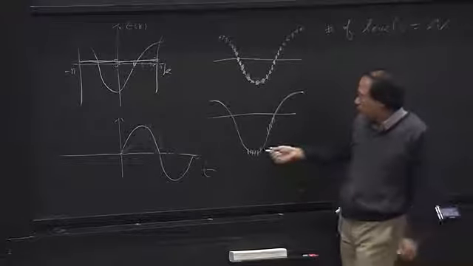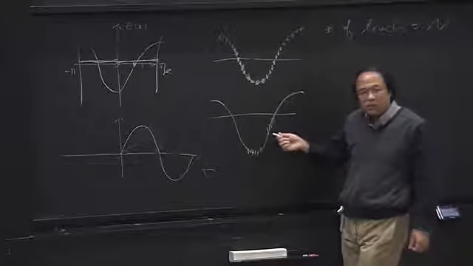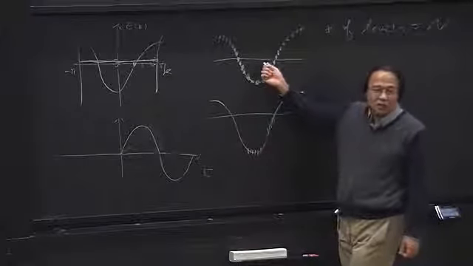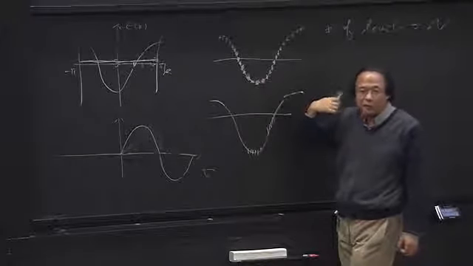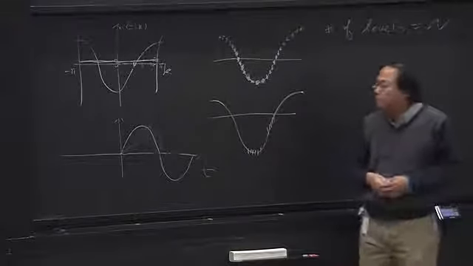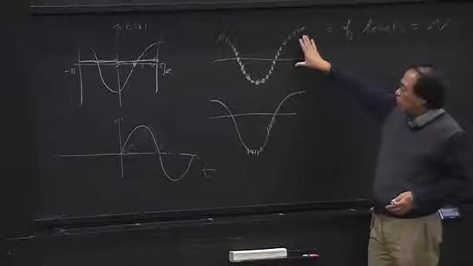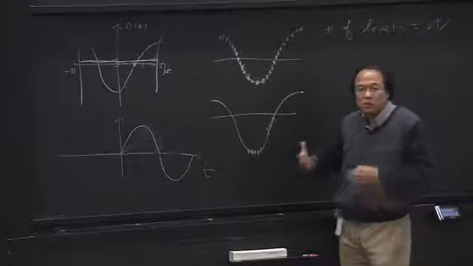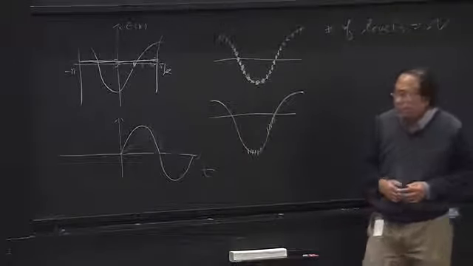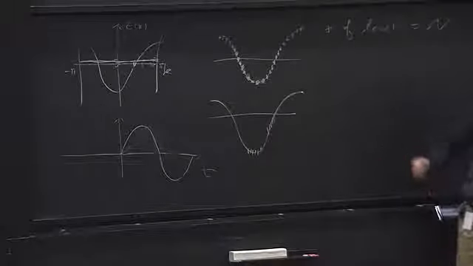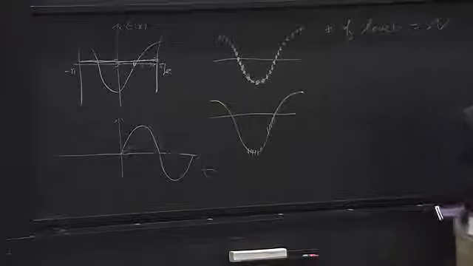So the partially filled band is a metal, and the filled band is an insulator. That's why sometimes we have a metal, sometimes we have an insulator. Once we have a filled band, we have an insulator. If the band is not totally filled, we have a metal. And this can be seen from here. So that can explain the metal and insulator.